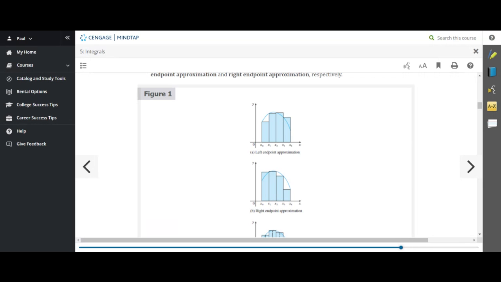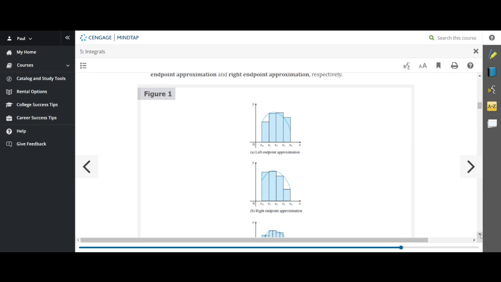Well, now look at B. Now in B, they're doing a right endpoint approximation. So for each subinterval, they're choosing the right endpoint, using the function value at the right endpoint of each subinterval to determine the height of that rectangle. That's called the right endpoint approximation.